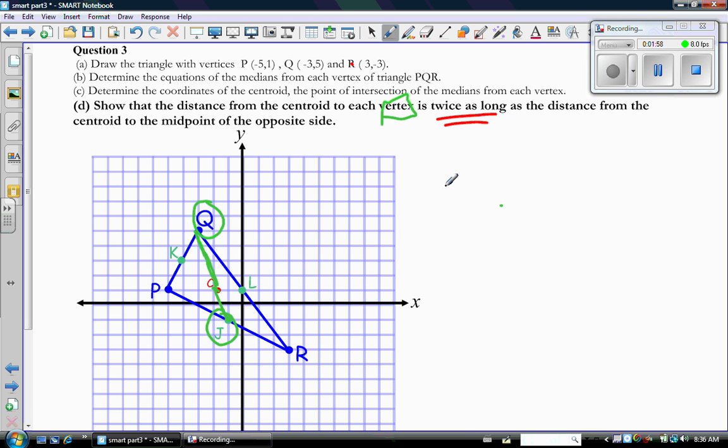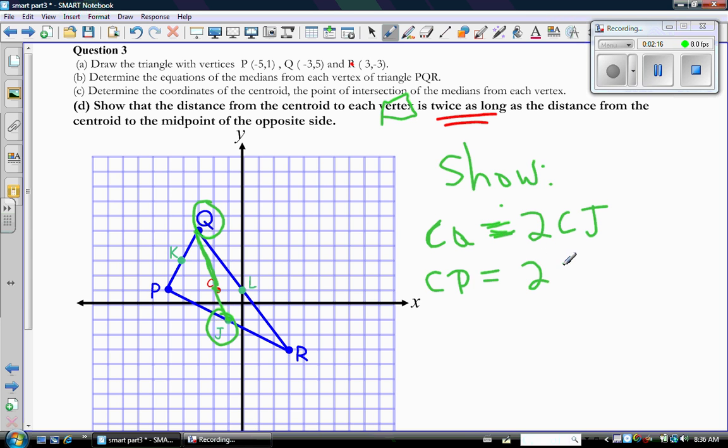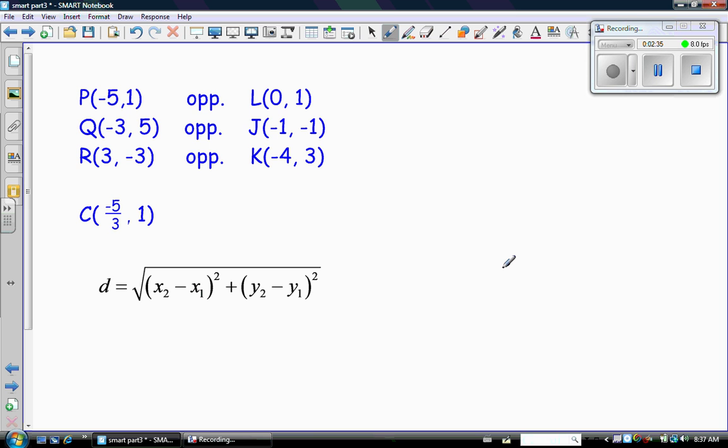I'll write that down. I will need to show that CQ is twice as long as CJ. That's what I'm trying to show. And obviously there are other vertices. So I'm also supposed to show that CP is twice as long as CL. Here that is, CP and CL. And I'm supposed to show that CR, the third vertex, is twice as long as CK. Those are the three things I'm supposed to do in this question, all of which involve finding distances between points.